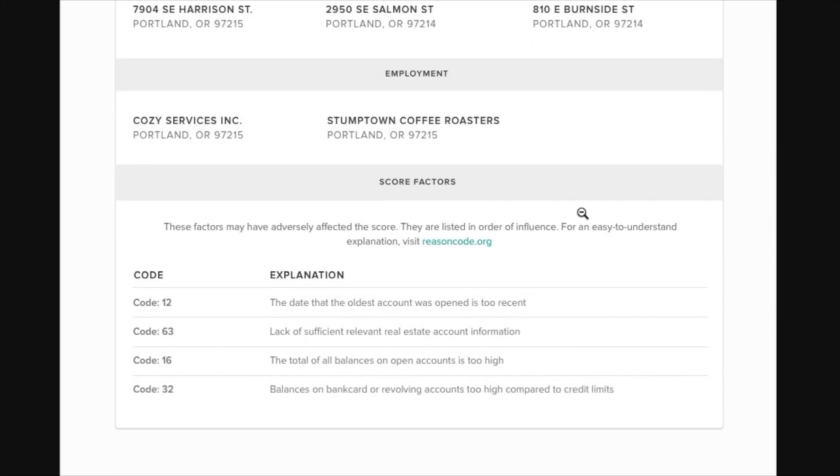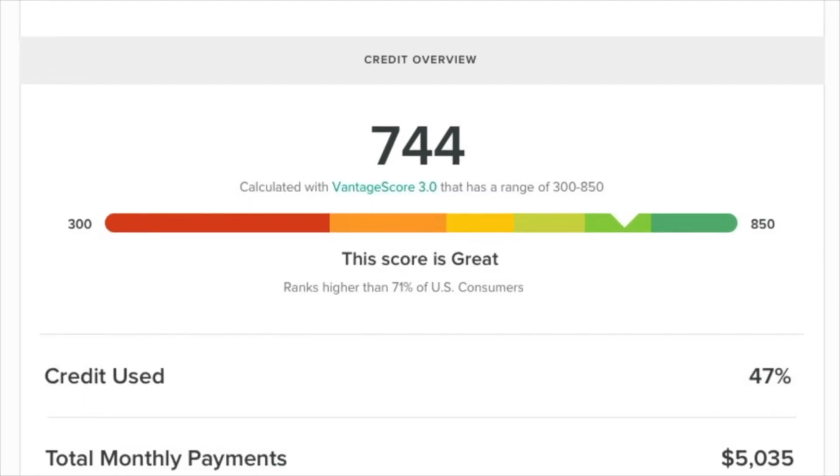And then when we scroll down here to the bottom, it's also going to let you know of any particular factors that may be hurting their credit score. So these reasons here: the date that the oldest account was open is too recent, lack of sufficient relevant real estate account information, the total of all balances on accounts is too high, or balances on bank card or revolving accounts too high compared to credit limits. A lot of times these things can be a little petty and don't necessarily mean anything bad, but it's important to see this because that could be part of the reason why this person's credit report isn't 800.